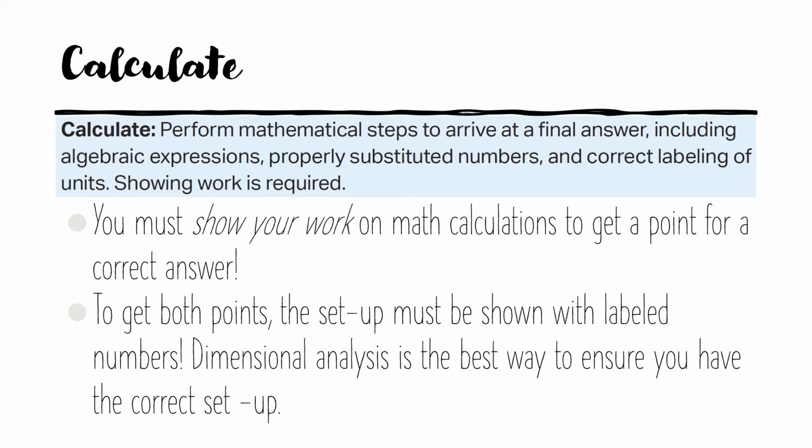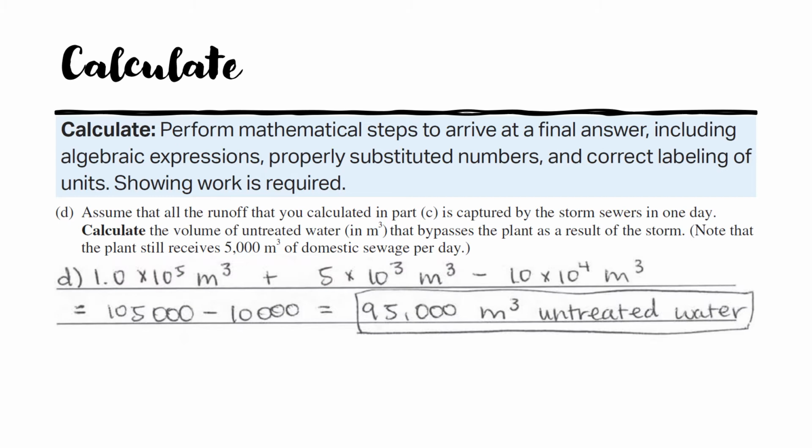Dimensional analysis is the best way to ensure you have the correct setup. Let's take a look at an example. D. It says, assume that all the runoff that you calculated in part C is captured by the storm sewers in one day. Calculate the volume of untreated water in meters cubed that bypasses the plant as a result of the storm. Note that the plant still receives 5,000 meters cubed of domestic sewage per day.